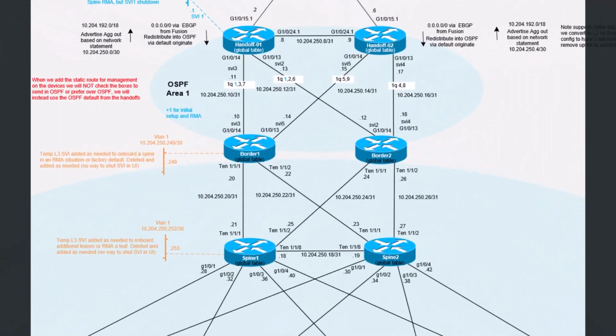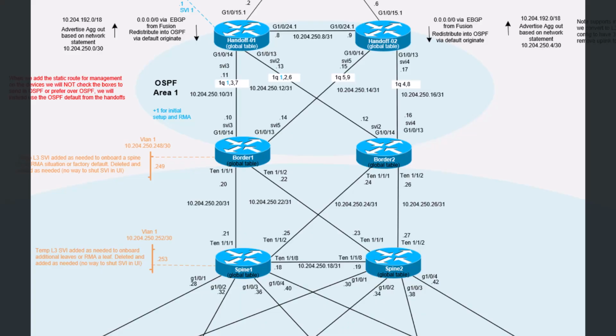Let's take a quick look at the topology drawing to show what we did here. So as you can see at the top, between the border and the handoffs, we created 4 SVIs. We created one for SVI 3, one for SVI 2, one for SVI 5, and one for SVI 4. And when we created those, we told the one for SVI 4 and for SVI 3 to be the uplinks, or the preferred uplinks, to get to the Meraki dashboard.